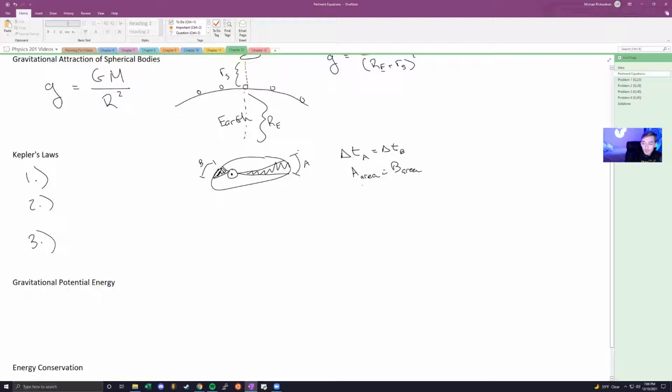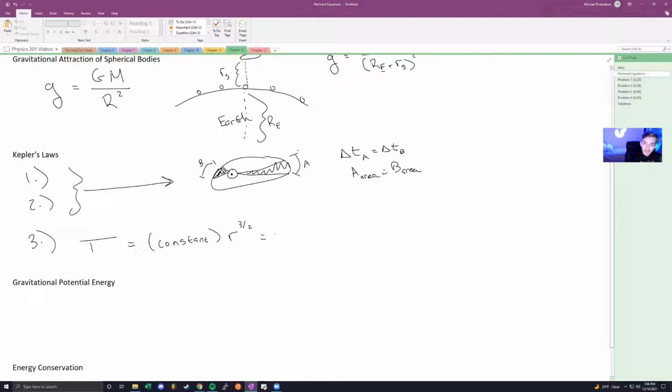And the third law says the period of a planet's orbit, T, is proportional to the 3/2 power of its average distance from the sun, R. So this is trying to put in words an equation. I should make this clear: 1 and 2 go to this. And then for 3, we have that our period of an orbit is going to be equal to some constant times r to the 3/2.